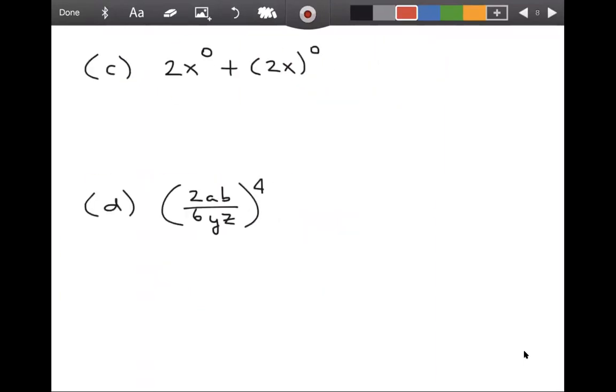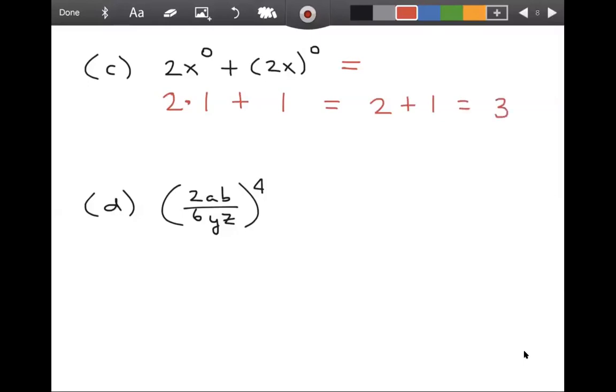This one's kind of fun. 2x to the 0 plus the 0 power of 2x. Is there a difference between those two terms? Well, yes, there is. In the first term, the only thing that's being raised to the power 0 is x. So the x to the 0 part would come out to 1. But in the second term, the whole entire thing is being raised to the power 0. So that whole entire term would simplify to 1. And it would leave us with 2 plus 1, which is 3.